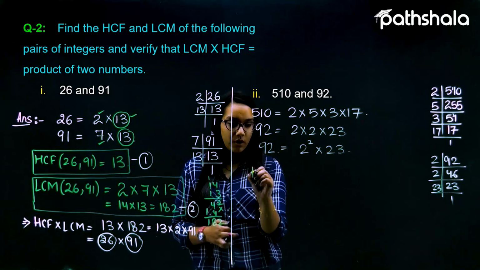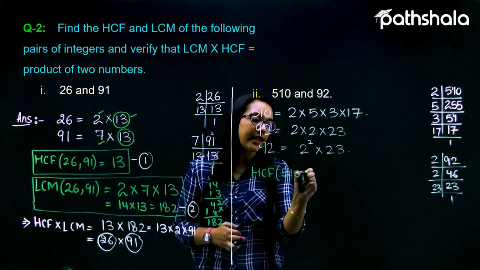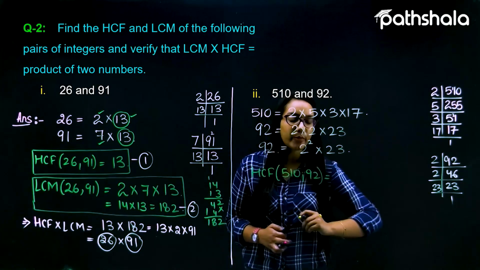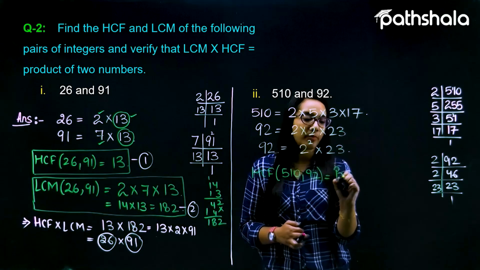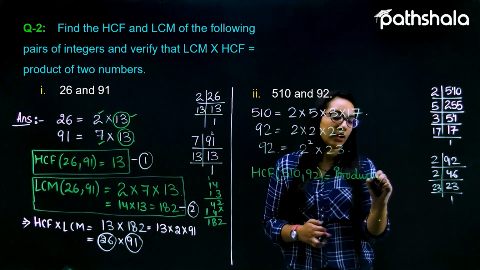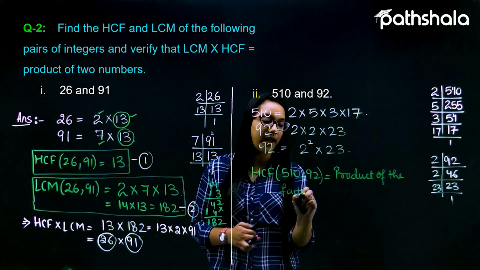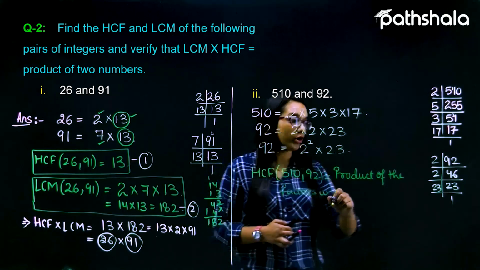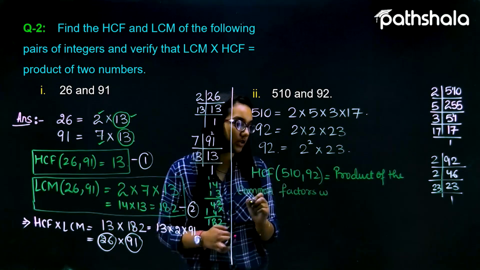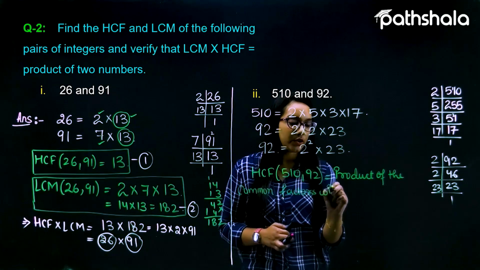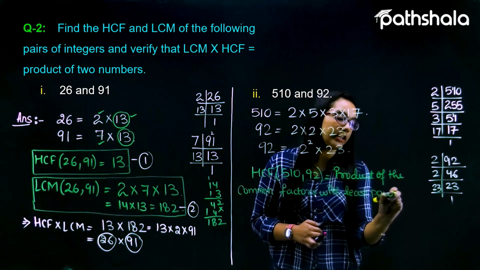So let us suppose I'm talking about the HCF of the numbers 510 and 92. So it is nothing but the product of the factors. It involves the product of the common factors, the product of the common factors with least powers. With the least powers.